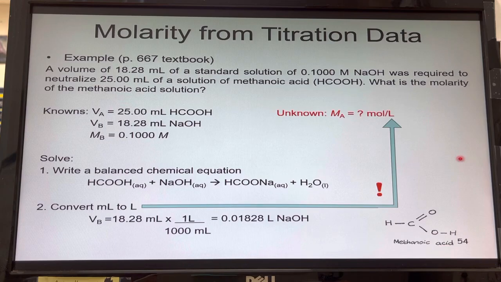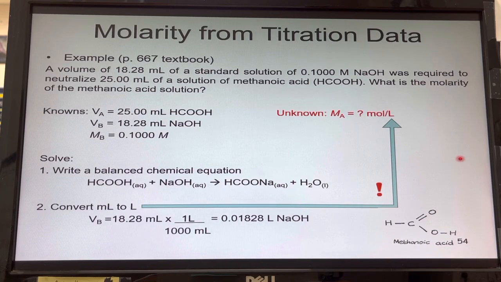And this is exactly from your textbook. So even though it's in your notes, you could also look in your textbook for more help if you needed to. So we're gonna go over this in detail, all right? So let's imagine you have a volume, because there's gonna be a question like this on your test. Let's imagine you have a volume of 18.28 milliliters of a standard solution of 0.1 molar sodium hydroxide, okay?